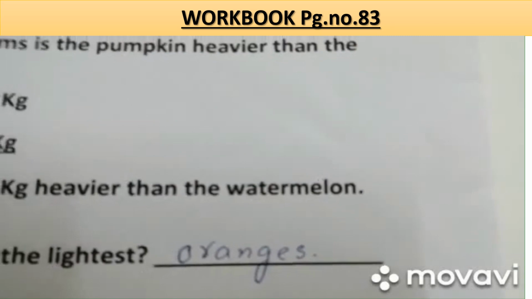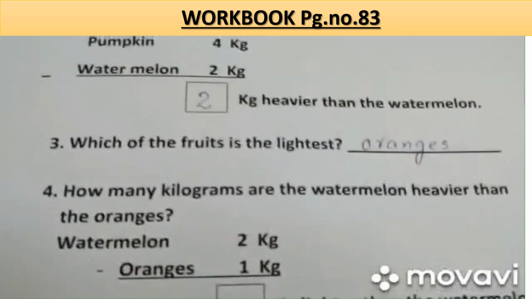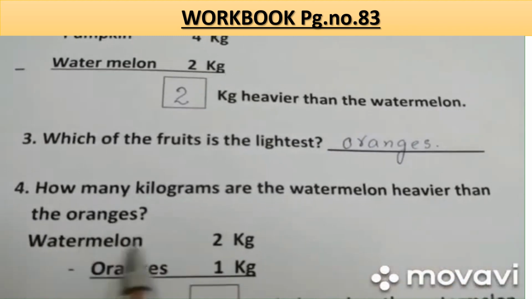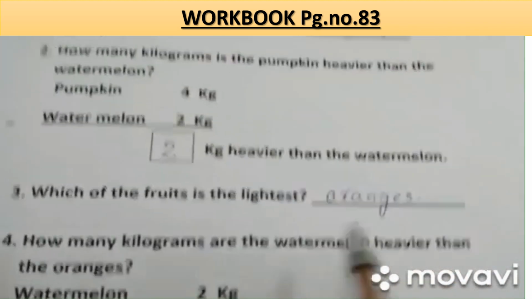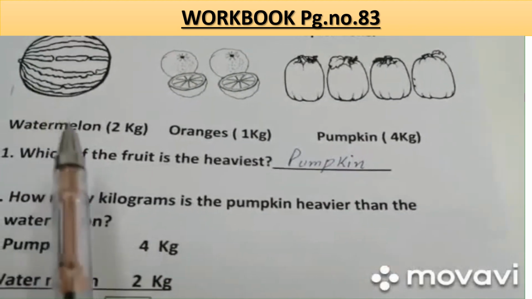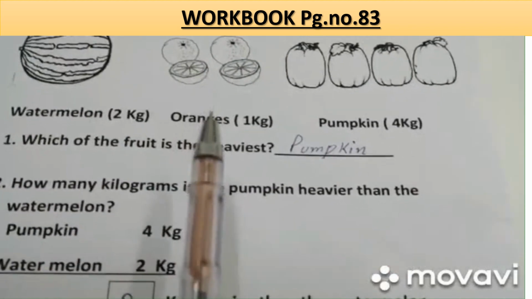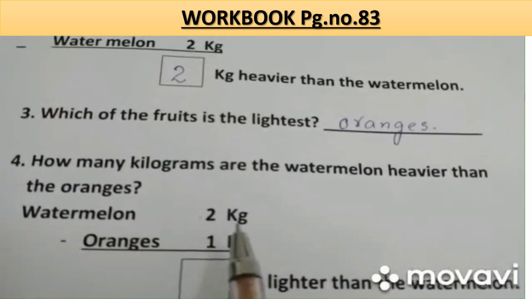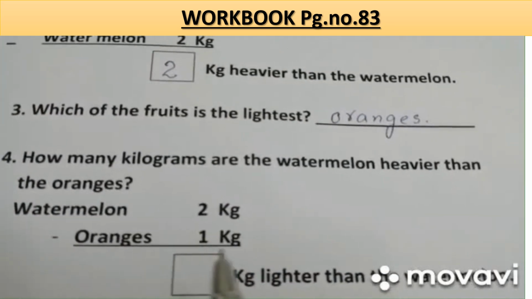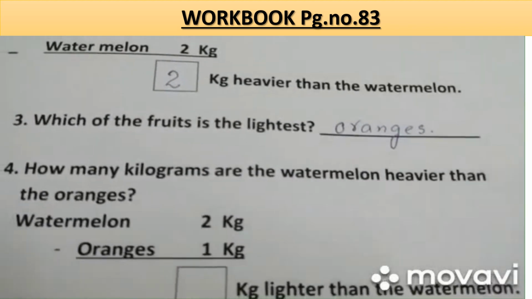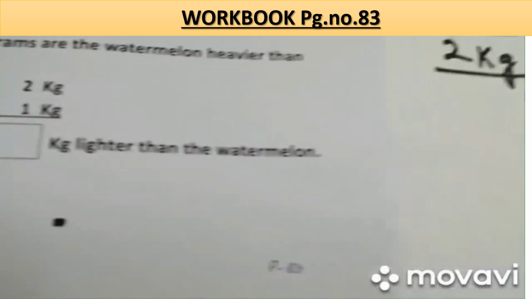Now next question. Question number 4. How many kilograms is the watermelon heavier than the oranges? Now you have to say how many kilograms watermelon is heavier than the oranges. So let's find the difference. Watermelon is 2 kg. Oranges are 1 kg. So we will find the difference between watermelon and oranges.